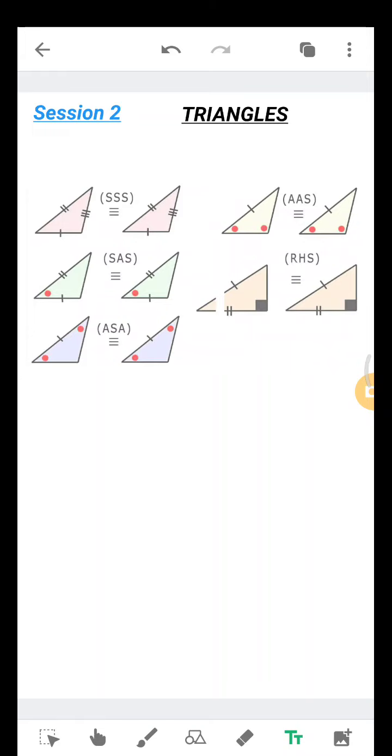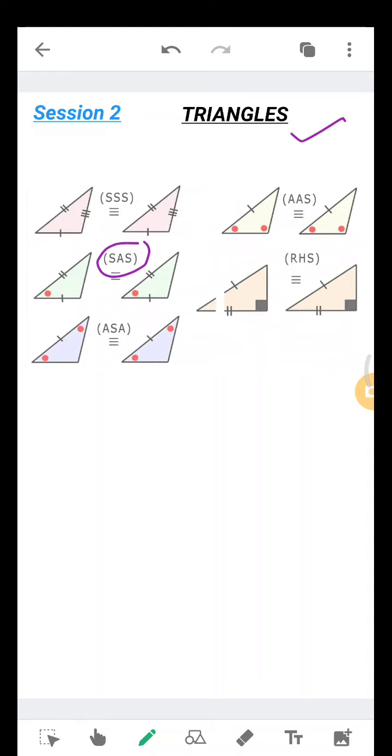For doing exercise questions in this chapter, triangles, you must remember these 5 rules. The first rule I told you is the SSS congruency rule, in which 3 sides of one triangle, as you can see in the first figure, are equal to 3 sides of the other triangle. So they are congruent by SSS congruency. Then the second rule is SAS. In the second figure you can see these two triangles are congruent by SAS.